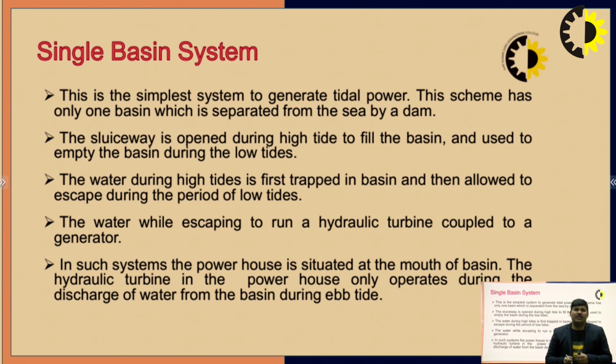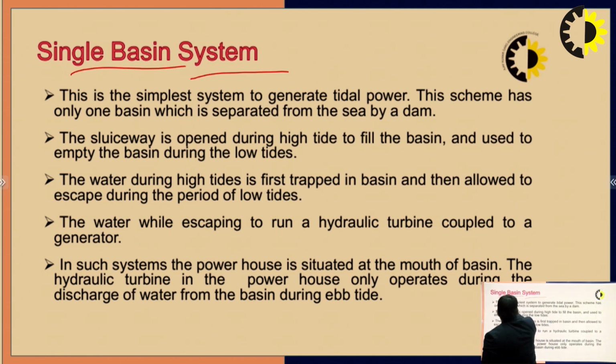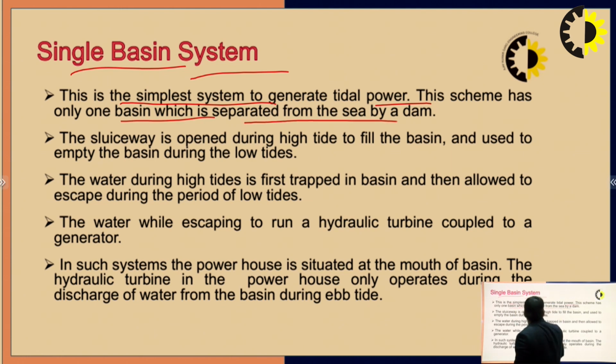There are different types of systems based on the basin. We can use a single basin system for tidal energy, or a double basin system. I'll discuss the single basin system here. It is the simplest system to generate tidal power, and this scheme has only one basin, which is separated from the sea by a dam. When we use two basins, that is a double basin.